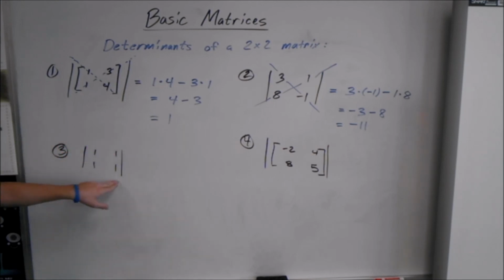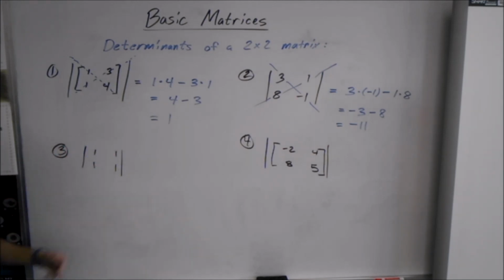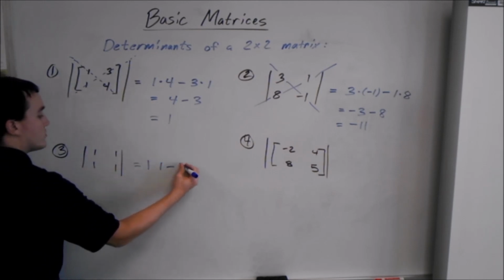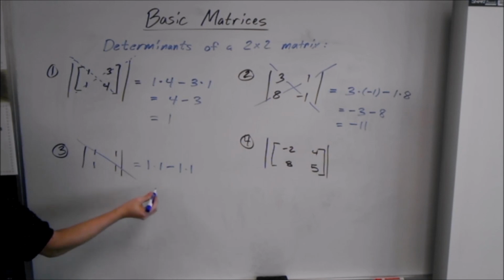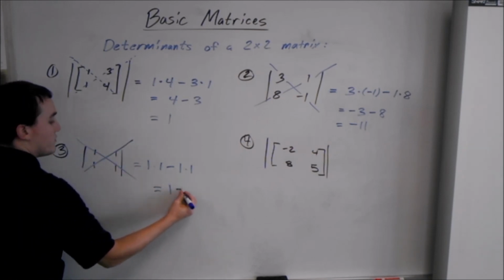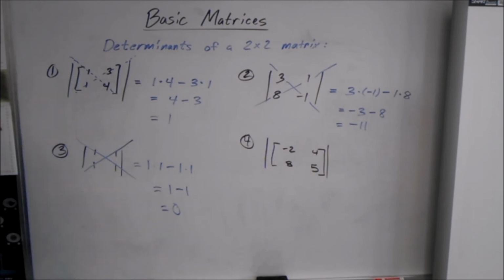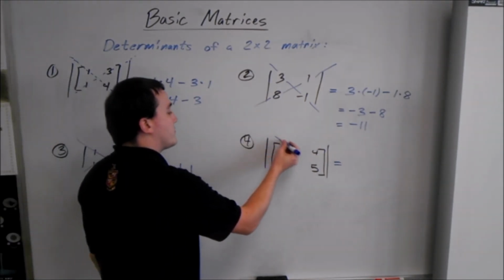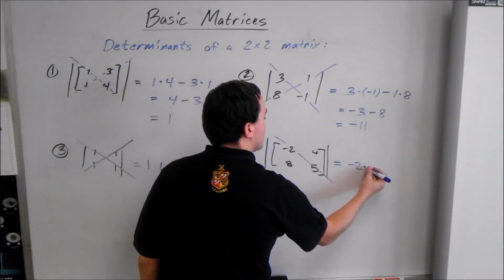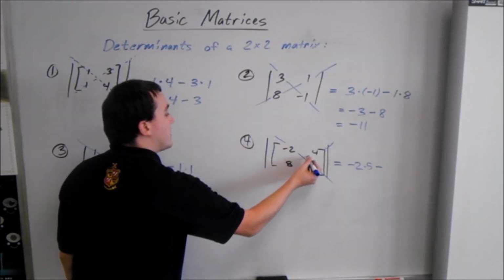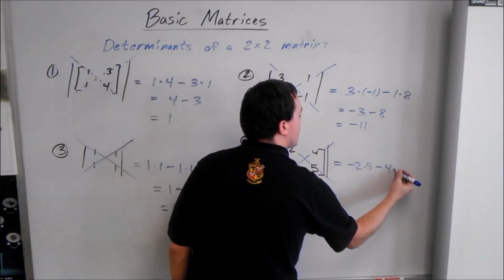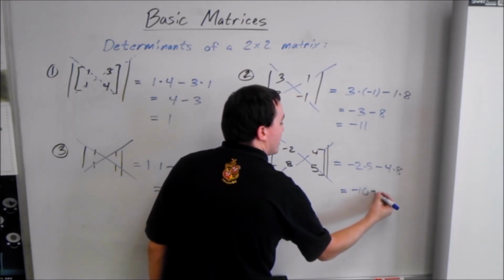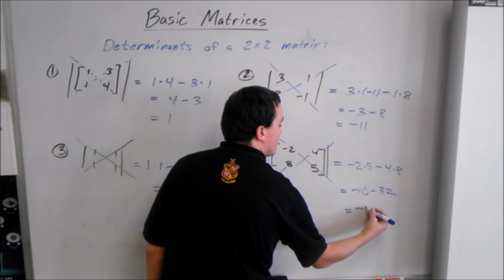Now, if everything inside your matrix is the same, we would have here 1 times 1 minus 1 times 1, just this diagonal minus this diagonal, which gives us 1 minus 1, which is 0. So if everything in the matrix is the same, you get 0. And one more example, negative 2 times 5 minus 4 times 8, which is negative 10 minus 32 is negative 42.